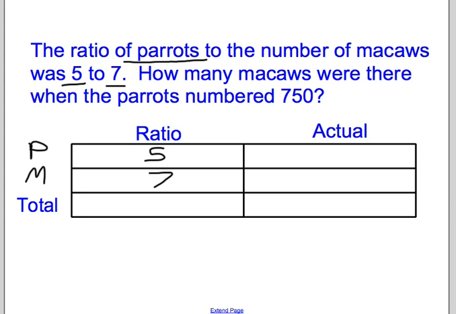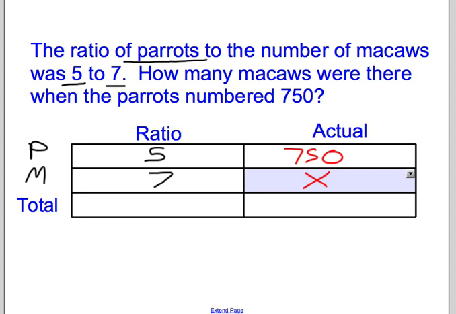Now what actual information am I given? We're looking for how many macaws there are. So that would be X. When the parrots numbered 750. So I'm given that there's 750 parrots, so that goes there. I get this one.